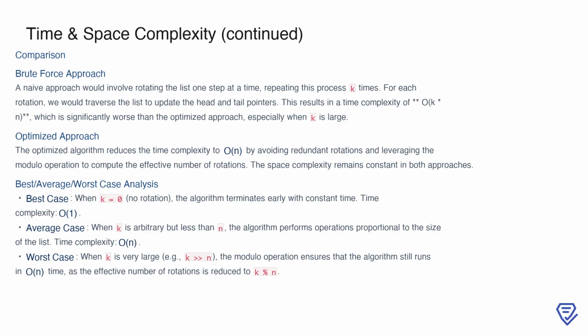When we analyze the best, average, and worst cases, we see that in the best case, where k equals 0, no rotations are needed, and the algorithm completes in O(1) time. For an arbitrary k less than n, the operations are proportional to the size of the list, leading to an average case complexity of O(n). Even in the worst case, where k is very large, the modulo operation ensures that the number of rotations is reduced to a manageable value, maintaining the overall time complexity at O(n).